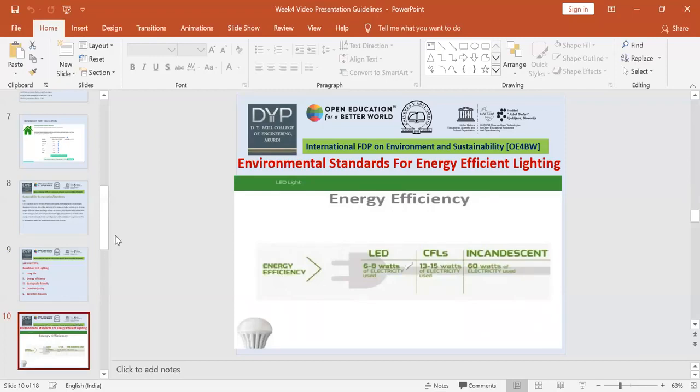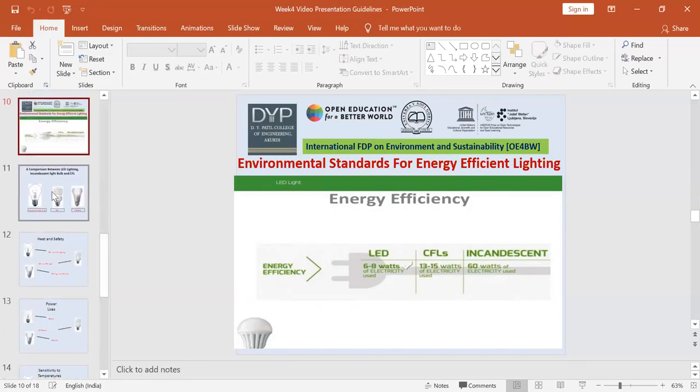How much energy is going to be used by LED, CFL, and incandescent bulbs? In this particular slide, we can observe that LED uses 6 to 8 watts of electricity, CFL uses 13 to 15 watts, and incandescent uses 60 watts of electricity.